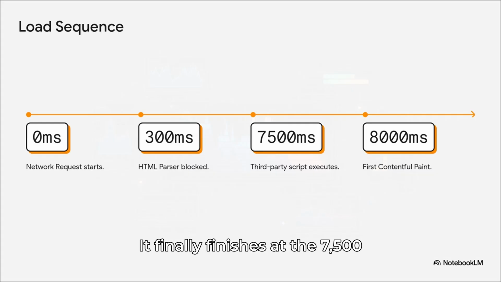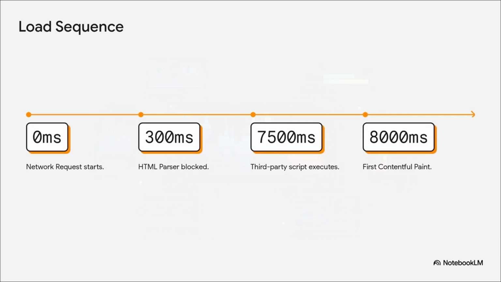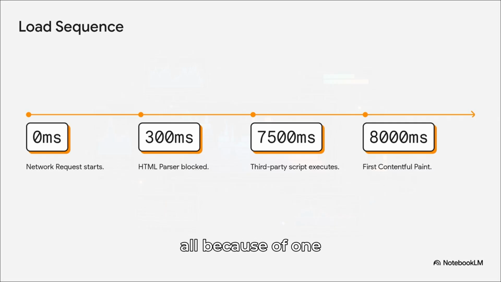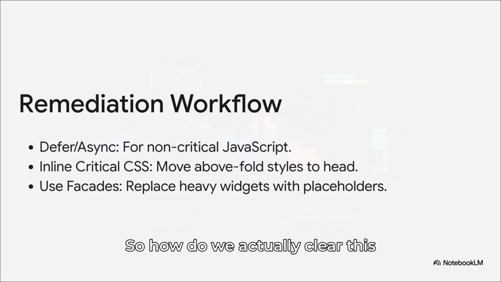It finally finishes at the 7,500 millisecond mark. Only then does the browser get to calculate the layout, giving us our first contentful paint at exactly 8,000 milliseconds. The data perfectly illustrates how a single heavy third-party script can totally hijack your rendering path. The user stared at a blank screen for 8 full seconds, all because of one single line of HTML. Crazy, right? So how do we actually clear this critical rendering path and neutralize the threat?